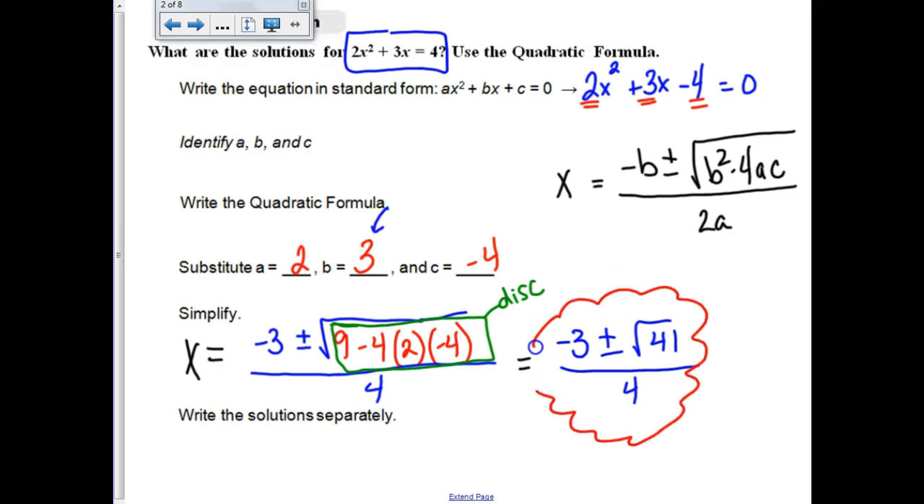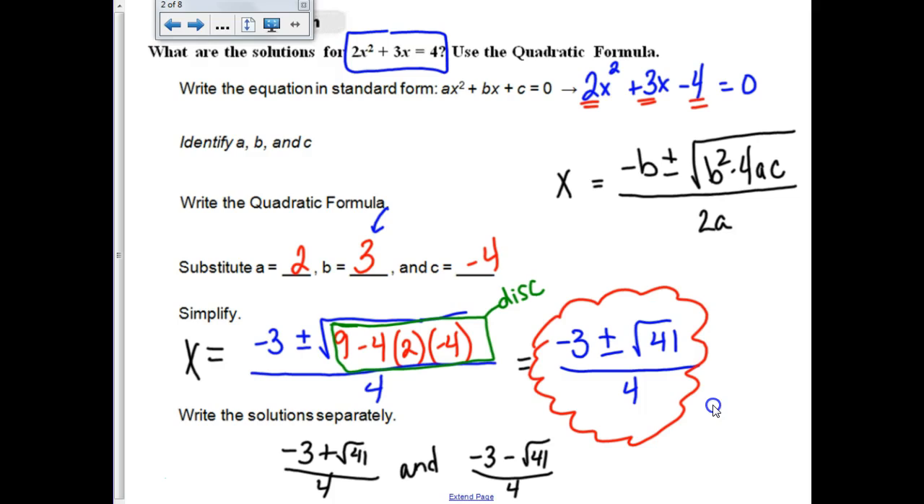I keep saying answers because how many answers do you see in this problem? There are 2 answers. So if I wanted you to write them separately, one answer is negative 3 plus the square root of 41, and then divide that number by a 4. And my other answer would be negative 3 subtract the square root of 41, and divide that answer by a 4.